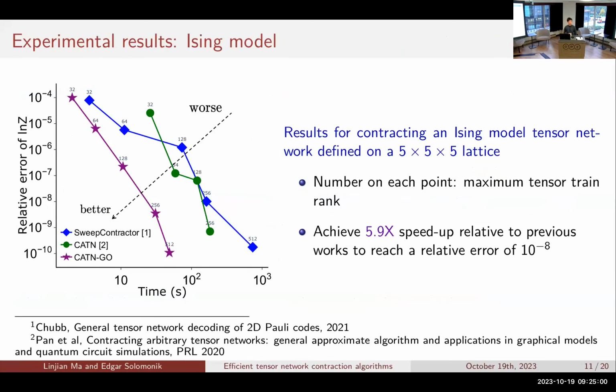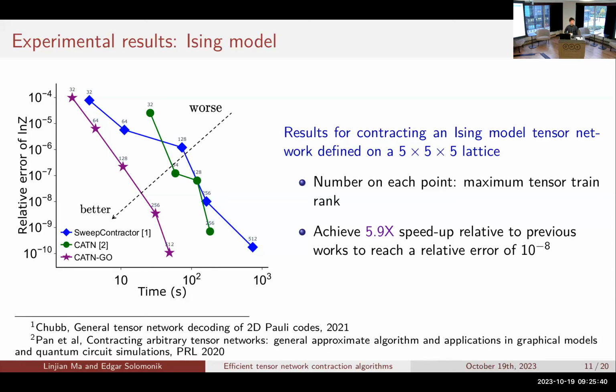Okay, so here I show some experiments that compare our algorithm with the previous algorithms. So I look at the example that we want to fully contract the tensor network that has a 3D tensor network structure and is also defined based on the Ising model. We compare with two previous algorithms. One is called sweep contractor, and the second one is called cat-n algorithm. And both algorithms are Tensor-Train based, and they choose the contraction tree either randomly or based on the exact tensor network contraction tree solver.